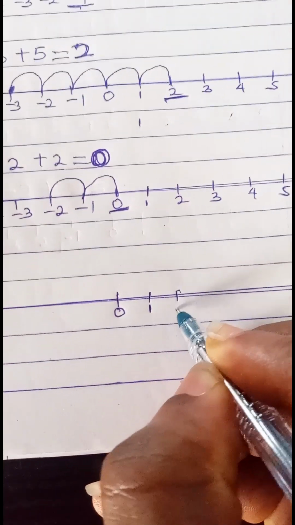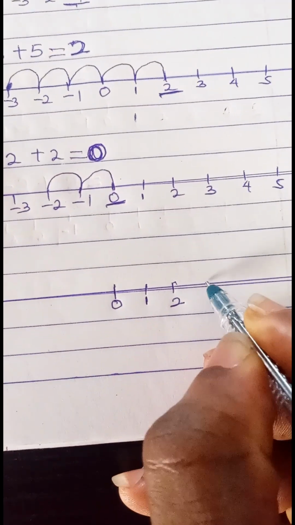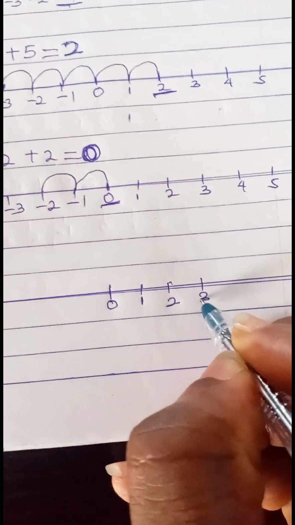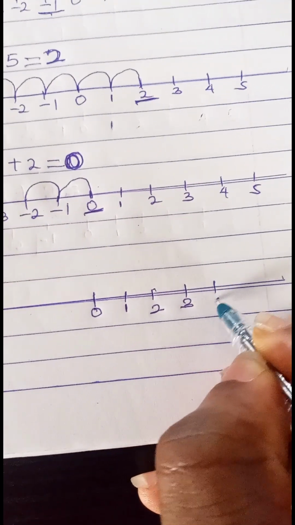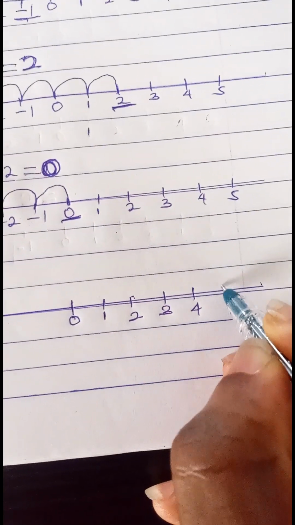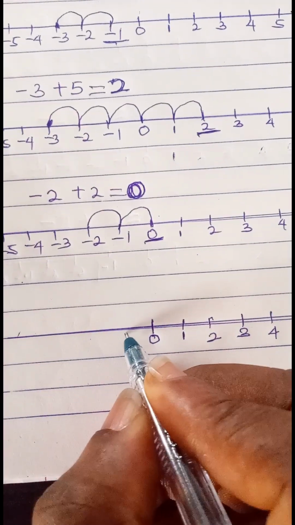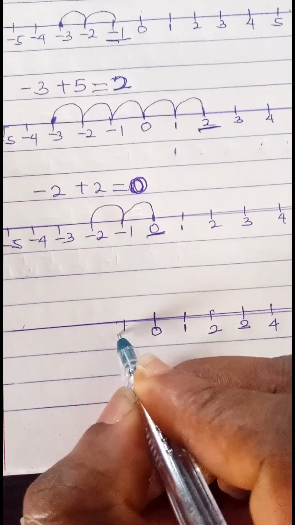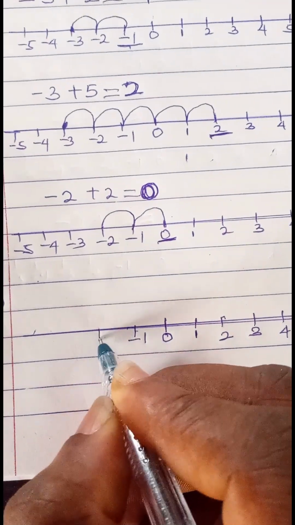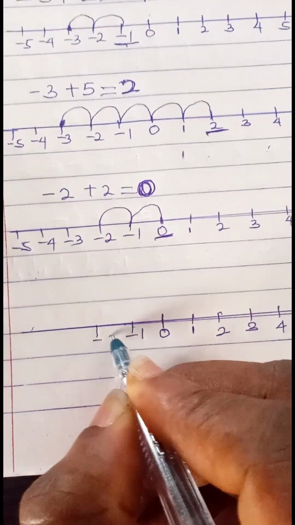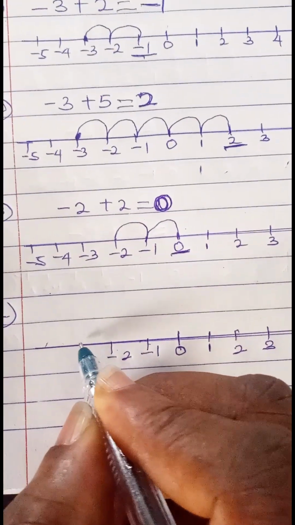Okay, so we're going to take one more question, and this time around we're going to be moving towards the left. So we're going to take a different pattern of question. So I'm trying to label my number line. This is how to go about the labeling. 0, 1, 2, 3, 4. The numbers increase towards the right and they decrease towards the left.